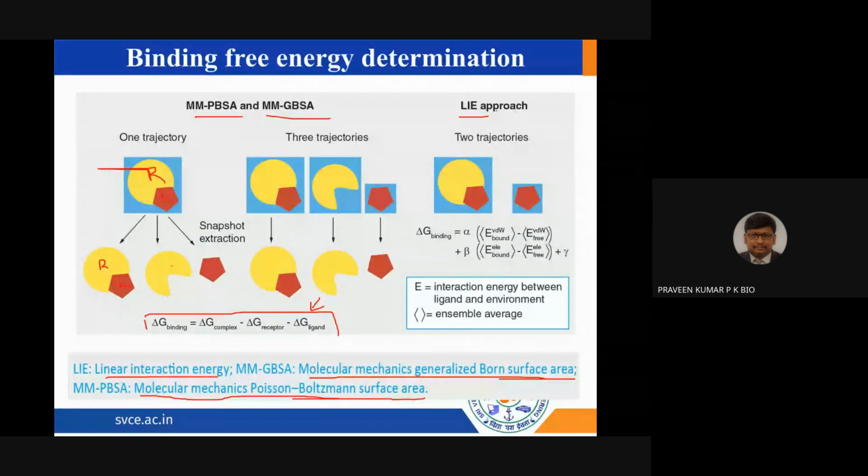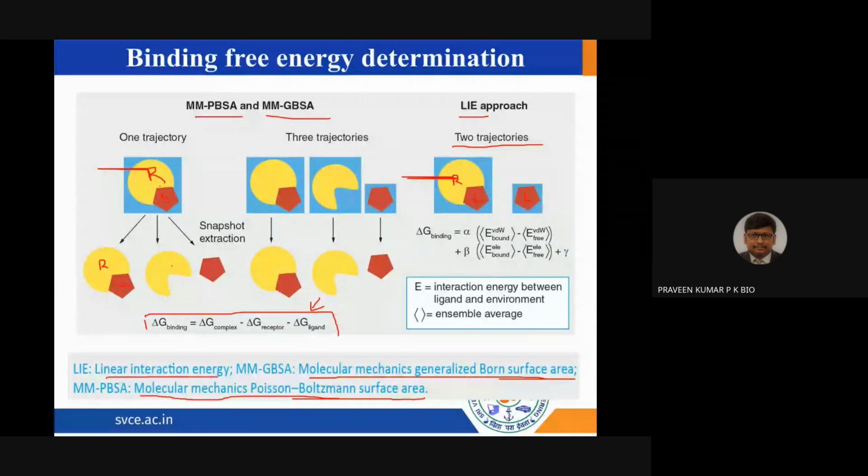And if you see linear interaction energy, you come across two trajectories. One is the ligand, the other is the ligand-receptor complex. These two alone we take in two trajectories. For this, you can use this formula. Got it?